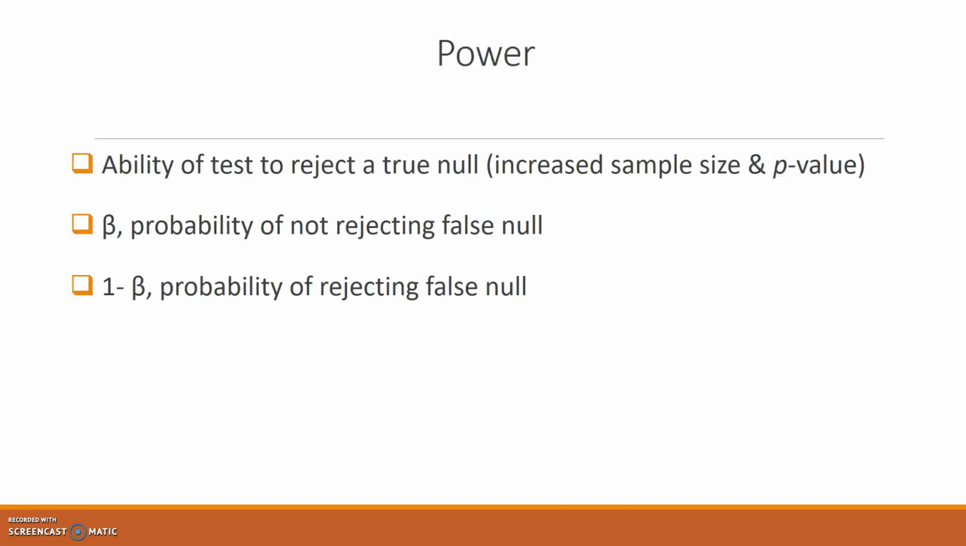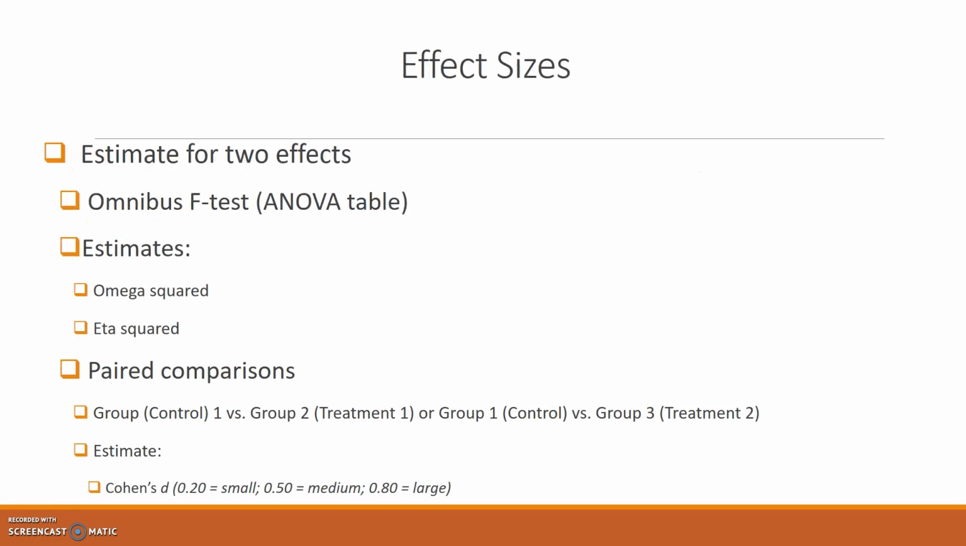One of the factors we want to consider is statistical power, and this is the ability to reject a false null hypothesis. One way to increase power is higher sample sizes and perhaps a higher alpha level. Beta is the probability of not rejecting a false null. That's a type 2 error, but the probability of rejecting a false null is 1 minus beta. That's power, and we generally want a power value of 0.8. That's what you commonly see within practice.